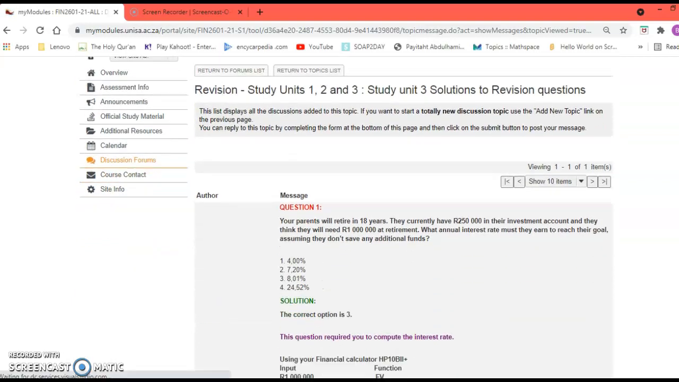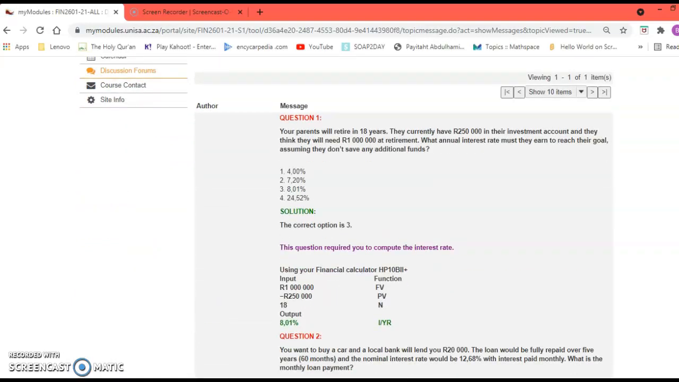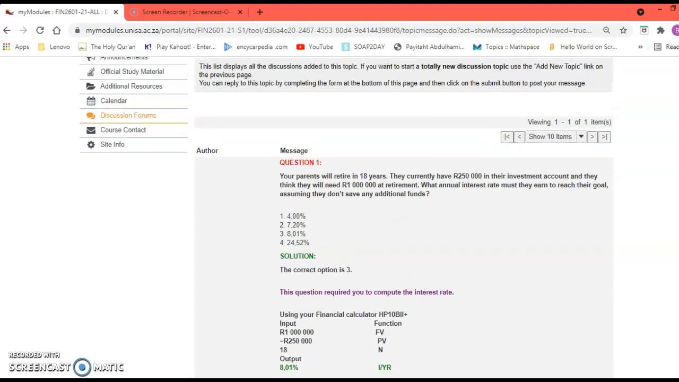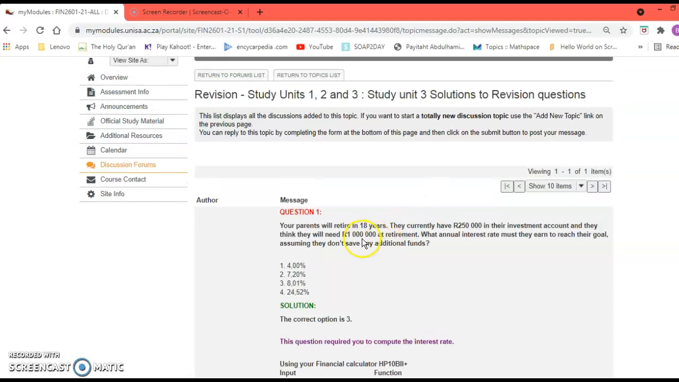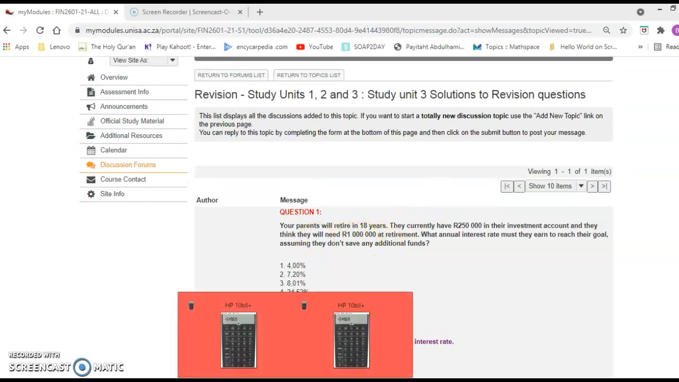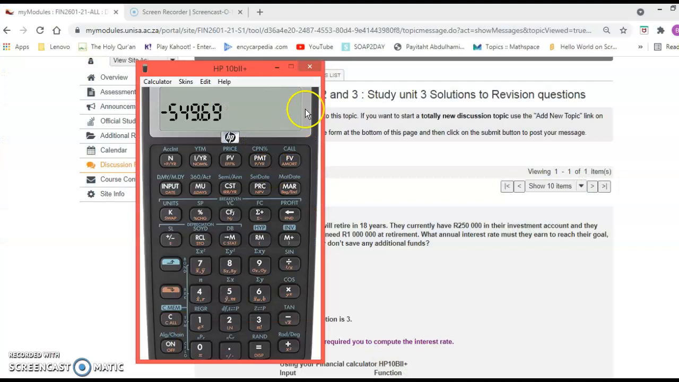Please note that I do put some questions occasionally for you to complete, and it would be advisable for you to attempt these questions before we begin. So let's start off with the first question. I'm going to open up my emulator so you can see it.